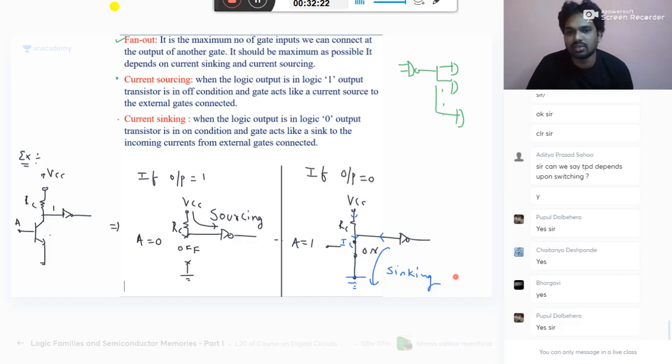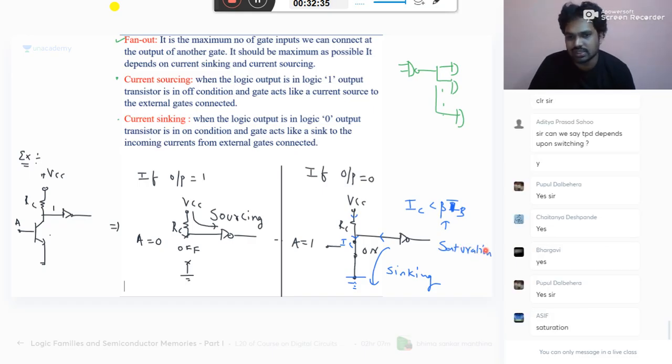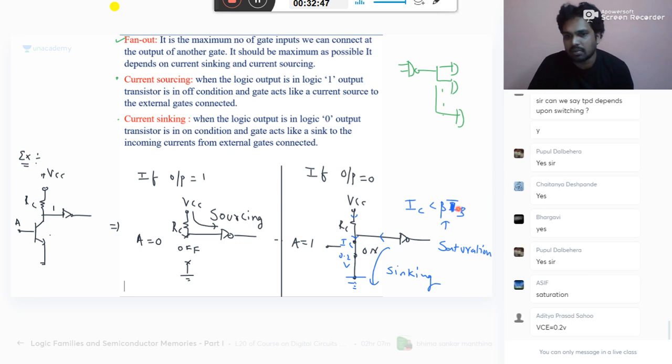Here there is a limitation. Your IC should be less than beta IB for saturation. Right, very good. In saturation, it will provide a voltage of 0.2 volts, which is not an exact short circuit, but almost like a short circuit. So IC should be less than beta IB.